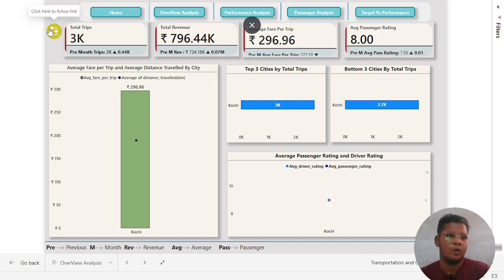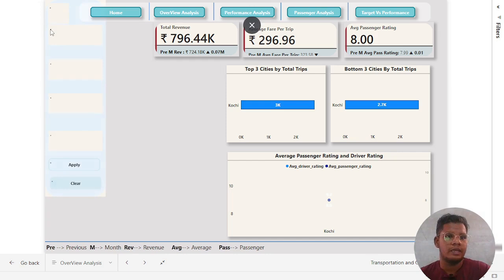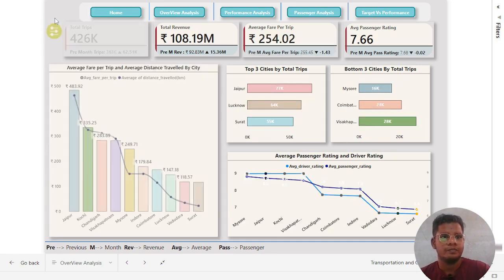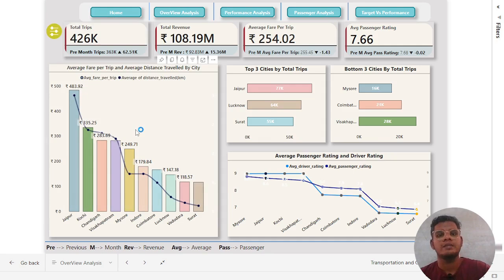And to clear the slicer, just go there and click the clear button. Everything is cleared. I hope you got some of the points. And then next is the performance analysis. Let's get into the performance analysis dashboard.